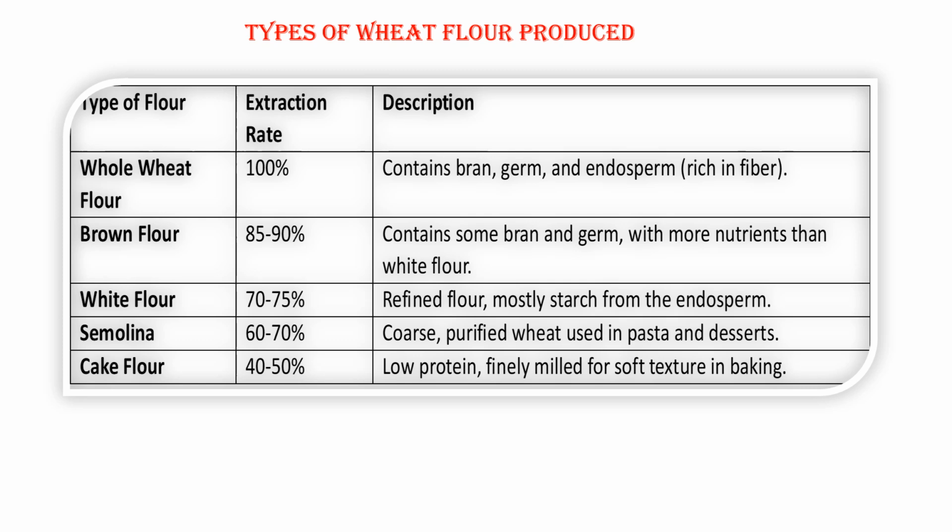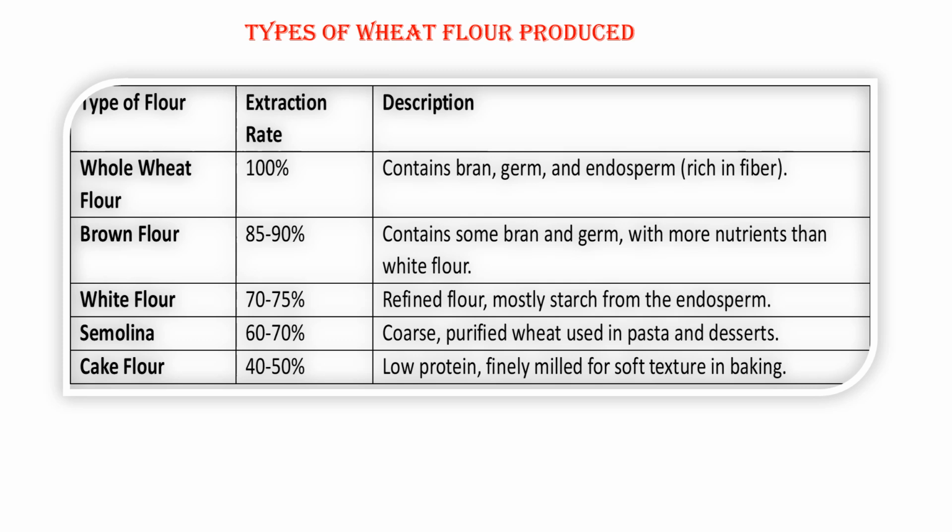Next, coming to brown flour, the extraction rate is 85 to 90%, which contains some bran and germ with more nutrients than white flour. It retains some bran and germ, making it more nutritious than white flour. Higher fiber and nutritional value than refined flour, commonly used for brown bread and whole grain pastries. Next is white flour, which has an extraction rate of 70 to 75%. It is mainly refined flour, mostly starch from the endosperm, lacking bran and germ, making it softer but lower in fiber. Used for bread, cakes, and pastries.